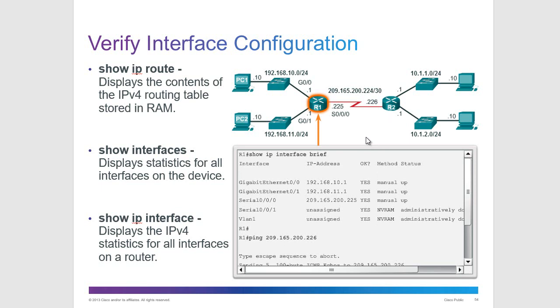You got show interfaces that display statistics for all interfaces, and you got show IP interface or show IP interface brief that displays all your IPv4 statistics for all interfaces on the router. So one's for all interfaces period, one's for all IPv4 statistics for all interfaces. That's what you're looking for there. So you've got those show commands you will need to use in the lab. I think at least one this upcoming class. So you'll see that.